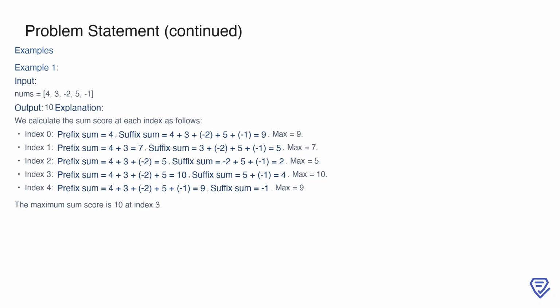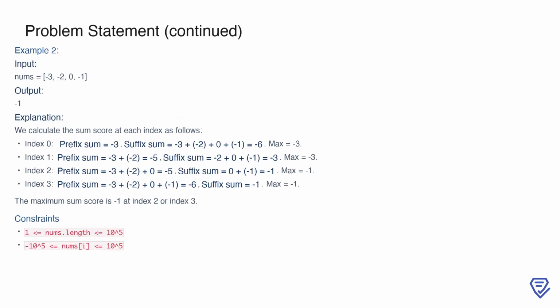The maximum is 9. At index 1, the prefix sum is 7, and the suffix sum is 5, so the maximum is 7. Similarly, at index 2, the maximum is 5, at index 3 it is 10, and at index 4 it is 9. Out of all these, the highest sum score is 10, which occurs at index 3.